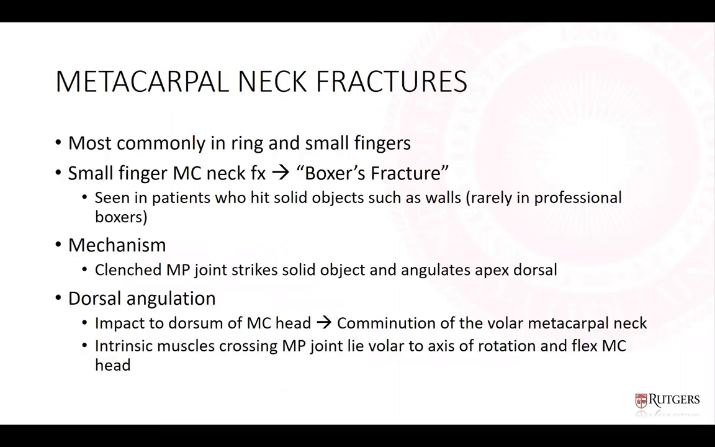Next, we'll move into metacarpal neck fractures. These most commonly occur in the ring and small fingers, with the small finger metacarpal being the most common. The usual mechanism is patients who hit solid objects, so that the clenched metacarpophalangeal joint hits the object and produces apex dorsal angulation. This dorsal angulation is generally the result of impact on the dorsum of the metacarpal head that results in comminution of the volar metacarpal neck. The intrinsic muscles crossing the MP joint lie volar to the axis of rotation and flex the metacarpal head.